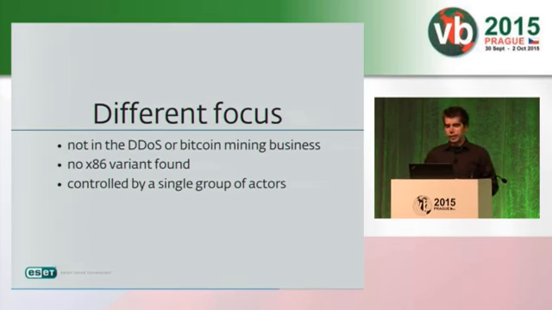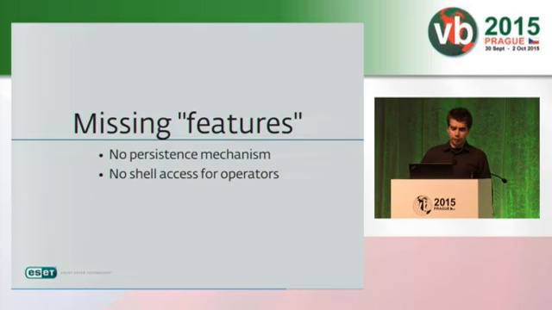There's no x86 variant found. So we found MIPS, ARM, two flavors of ARM, and big endian, little endian of all the architectures that support it. And it seems controlled by a single group of actors because it's all hard-coded IPs, one server. So not something where the source code was available and everyone would compile on their own side.